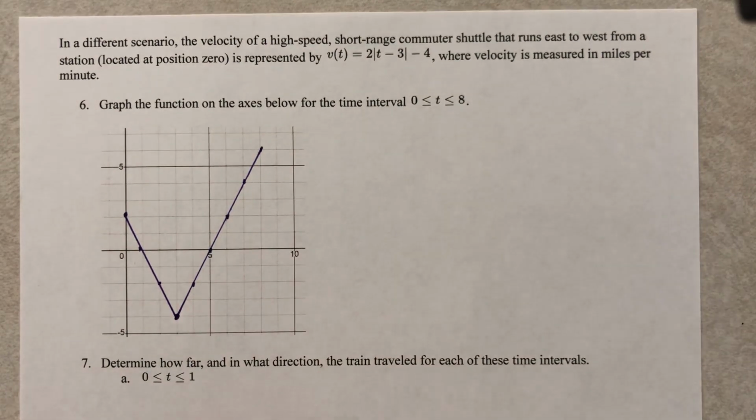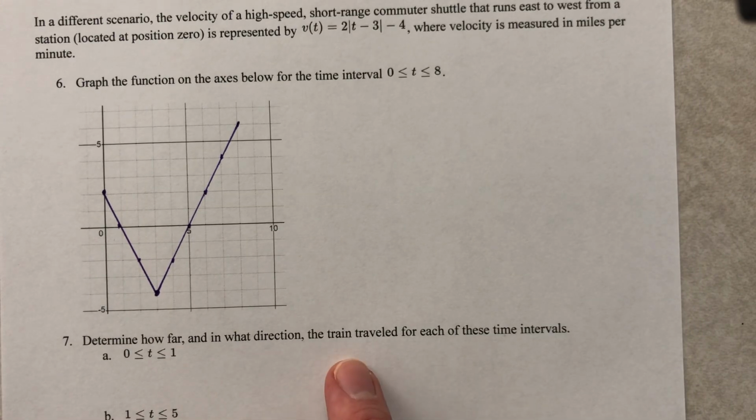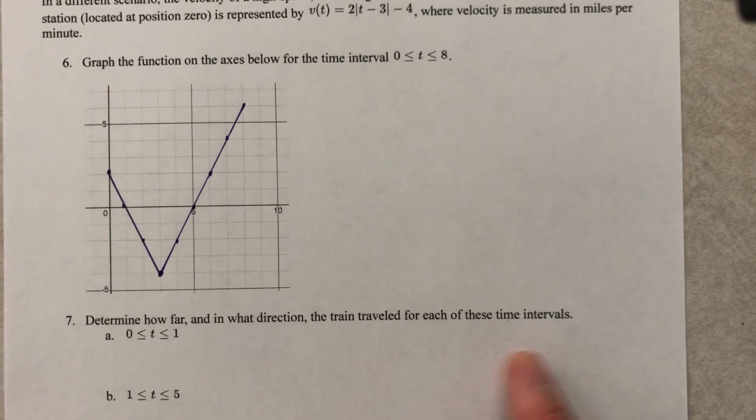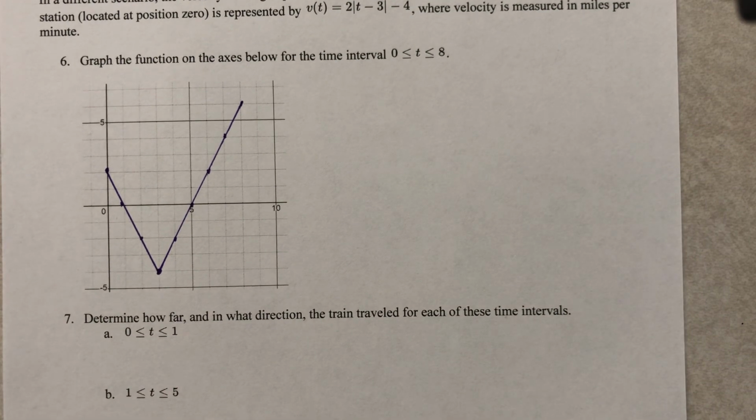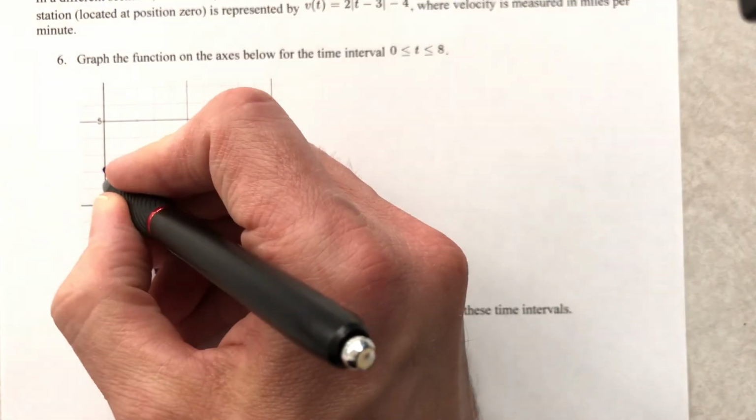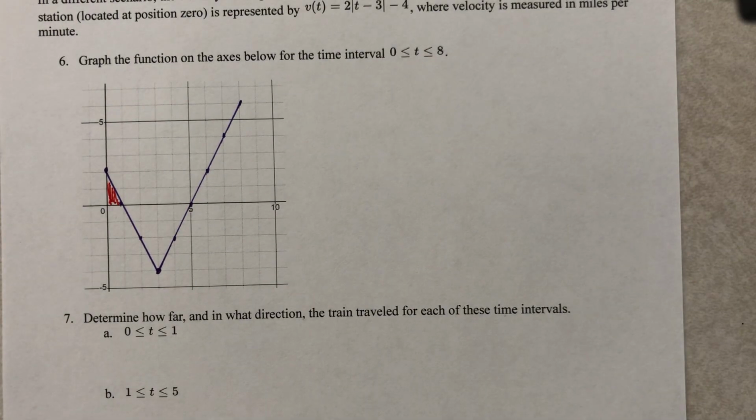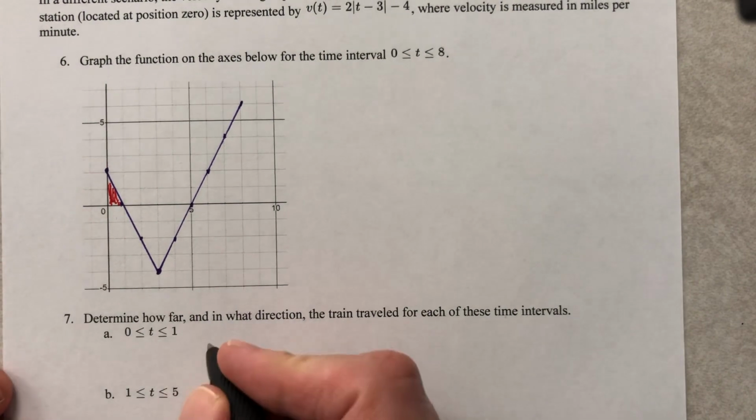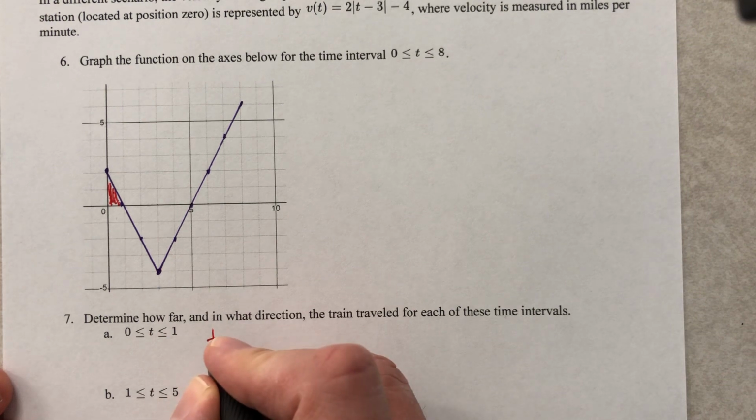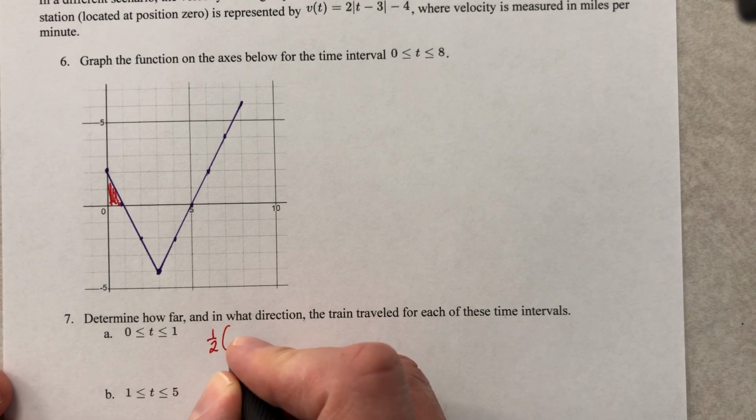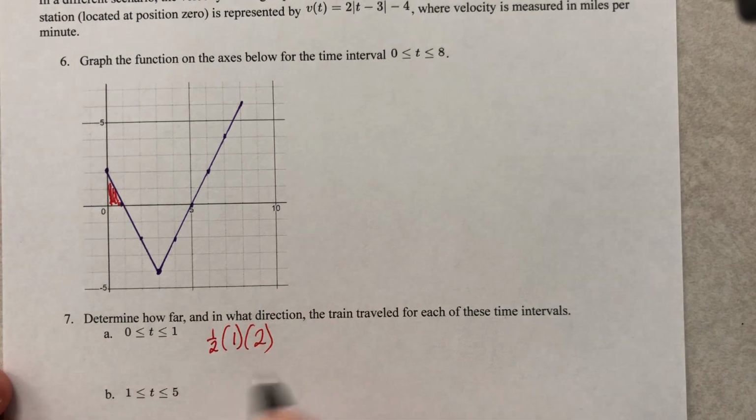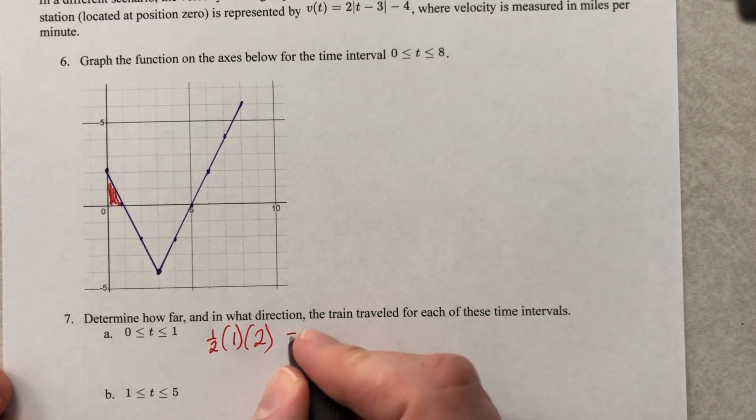Graph the function, done. Determine how far and in what direction the train traveled for each of these time intervals, from 0 to 1. So here's what I want to do. I'm going to shade this to the best of my ability. From 0 to 1, this is how far the train traveled. This area. What area? That red space from 0 to 1. Well, what is that red space? It's a triangle, so it's 1/2 times base times height. Its base is 1, its height is 2, so 1.